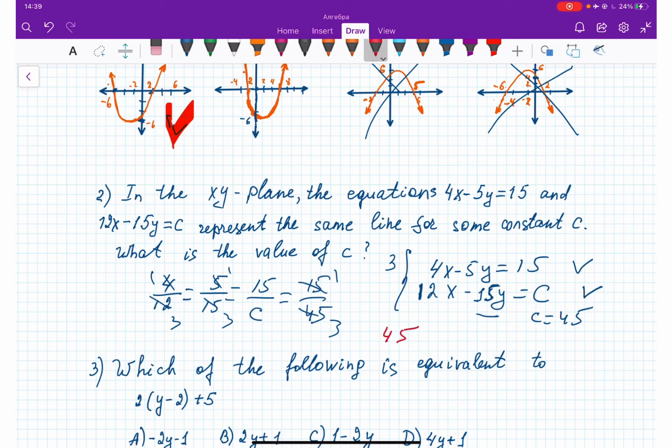Here, 2 ways: by ratio and by looking at the system of equations and figuring out c.